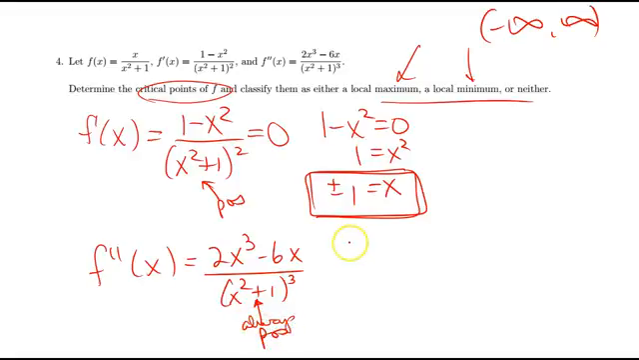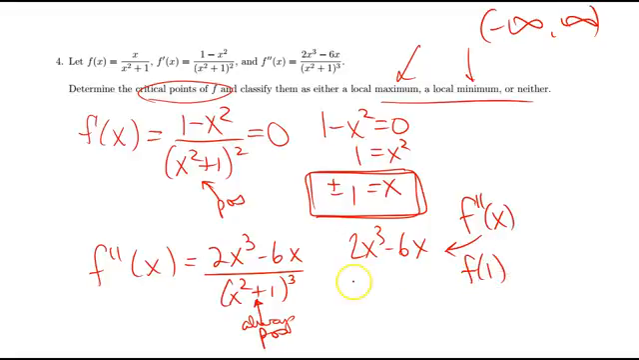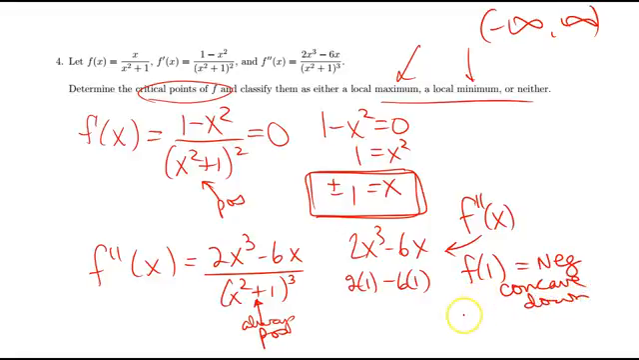So I will look at the numerator again. I'm not finding inflection points, so I don't need to set it equal to 0. What I need to do is figure out what f double prime of x is sign-wise. So at positive 1, this would be 2 times 1 minus 6 times 1. Okay, that's negative. That means it's concave down, right? And then this x equals 1 is a maximum, isn't it?